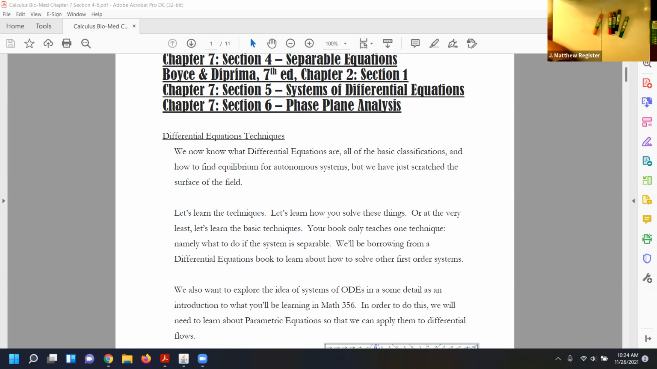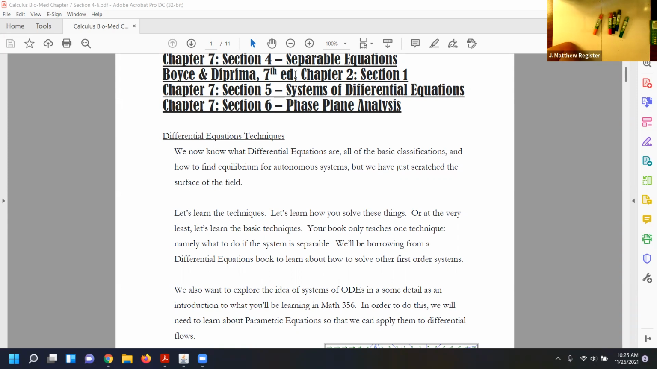Hi there, folks. Today we are going to finish off the Math 355 material. So we are going to be covering the last few sections of Chapter 7, including separable equations, systems of differential equations, and phase plane analysis. We're also going to be throwing in a section from a different textbook, an old differential equations textbook, Boyce and DePrima. Mostly it's so that we can see a different type of differential equation.